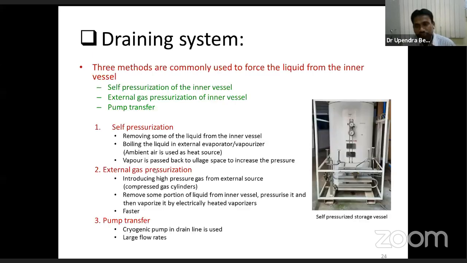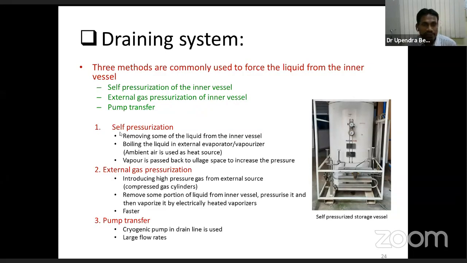After designing the piping system for the filling and draining line, I should have some arrangement for taking out or pressurizing the inner liquid, what is there in the inner vessel, to bring it out. So there are generally three methods which are commonly used to force the liquid from the inner vessel. First one is the self-pressurization of the inner vessel, then the external gas pressurization of the inner vessel, because that contains cryogens, and by pump transfer. That is also another method, but these are different applications.